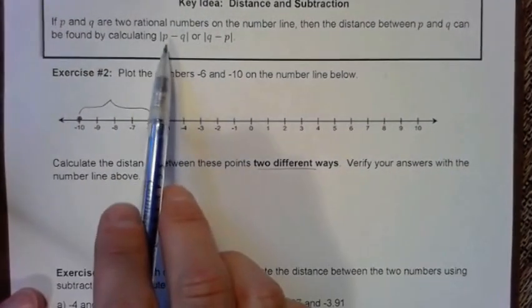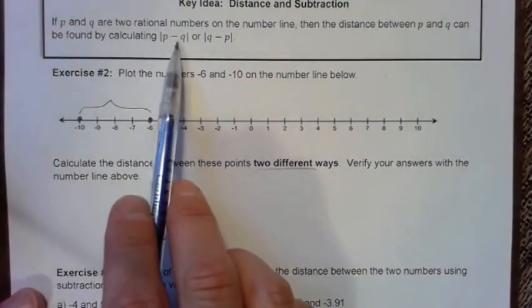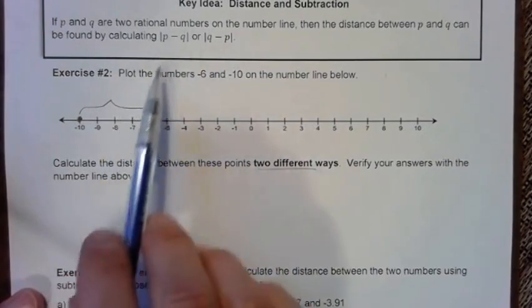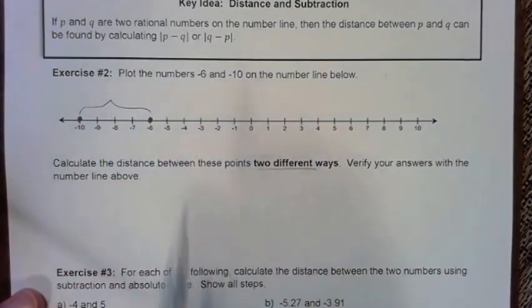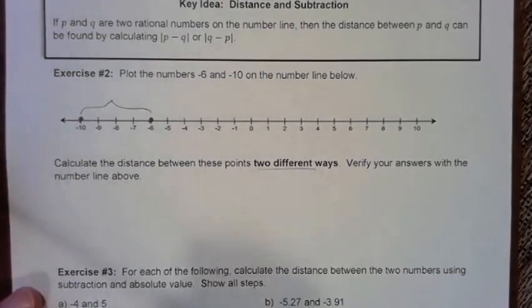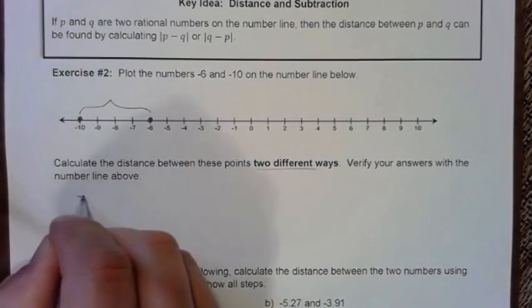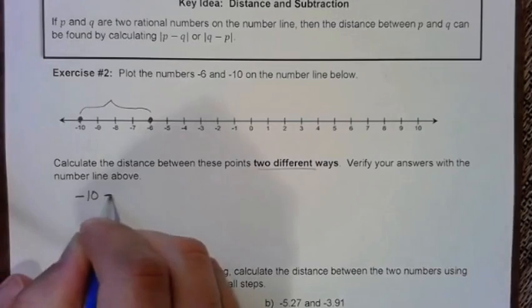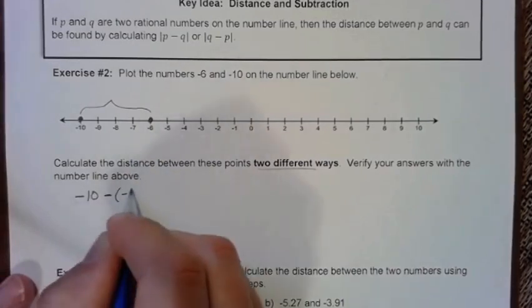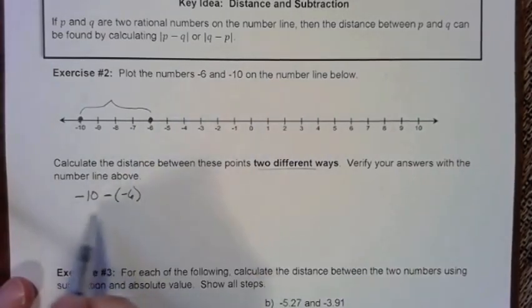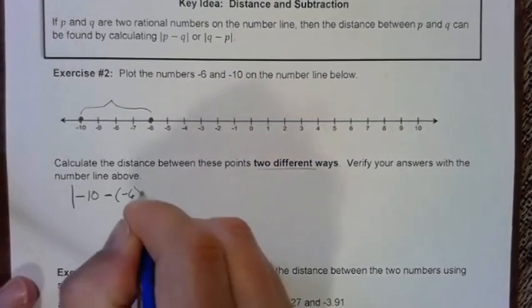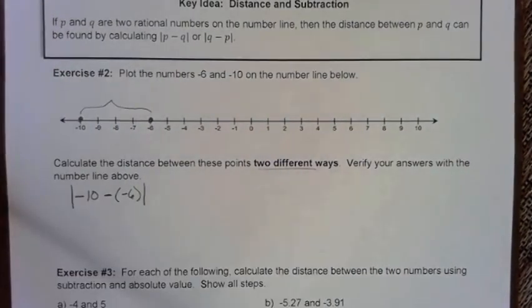Again, I can find the distance between the 2 points by subtracting them and putting the subtraction in absolute value bars, and I can set the subtraction problem up 2 different ways. So if I want to start at -10, I'm going to subtract off the other value, which is -6. But to make sure that this answer becomes a positive number for my distance, I'm going to put it in absolute value bars. Okay, so this is one way that we can set up the problem.